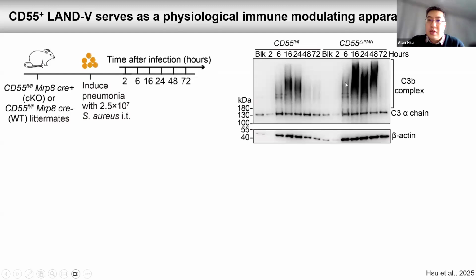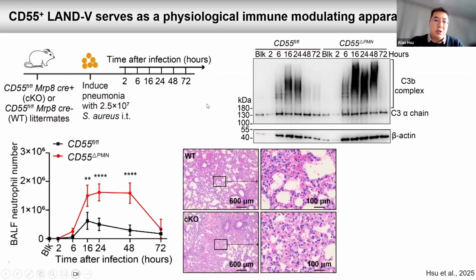So as you can see through this plot here, the C3 complex is much more enriched if you knock out CD55, suggesting that if you lose CD55 on neutrophils, the complement activation in the lungs throughout this time course is much more severe than in the wild type. And this was also shown here by neutrophil numbers recruited, so you have much more abundant neutrophil recruitment and much more severe pathology.